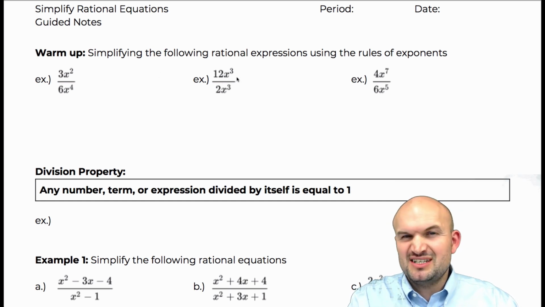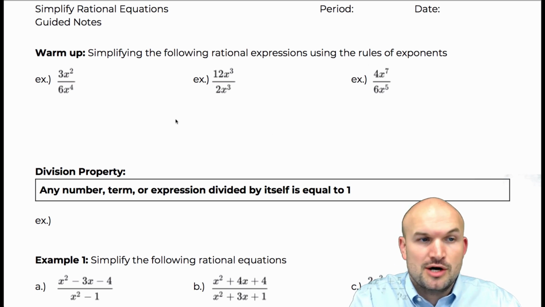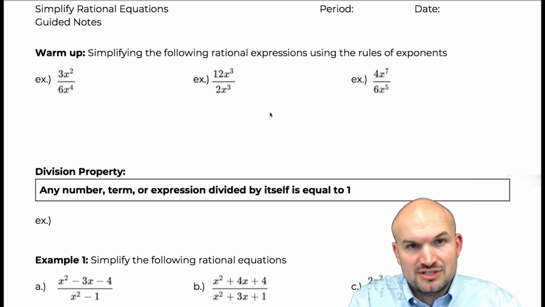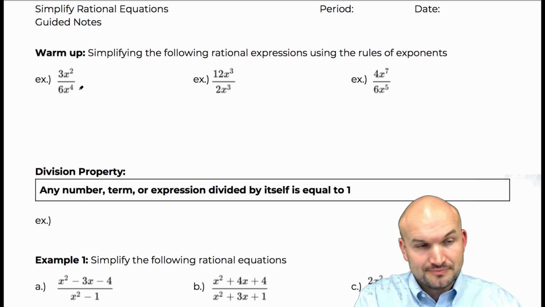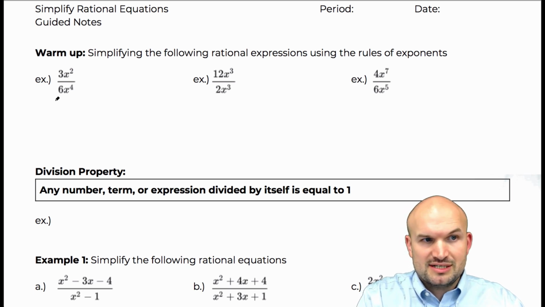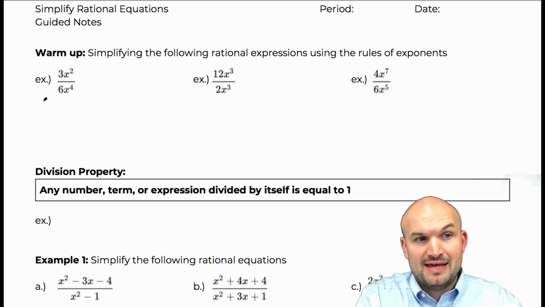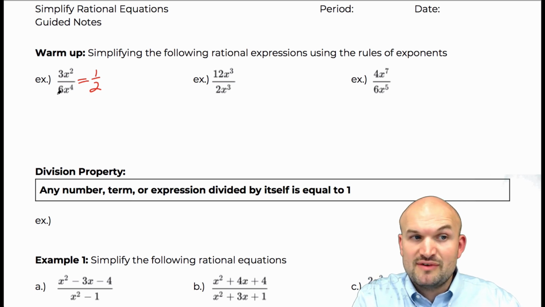So in this example, we're just going to work on some basic expressions and simplify rational expressions using the rules of exponents. I'm not going to go through the rules of exponents, but I will work my way through them as we get along to the problem. The basic thing to remember is that when we're simplifying these, we treat the numbers differently from the variables. So if I have 3 over 6, I can divide a 3 from the numerator and the denominator. That simplifies to 1/2, because 3 divided by 3 is 1, and 6 divided by 3 is 2.